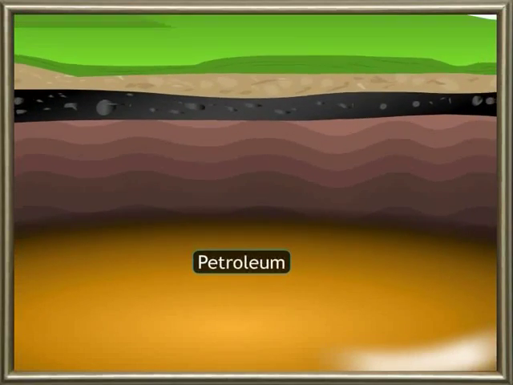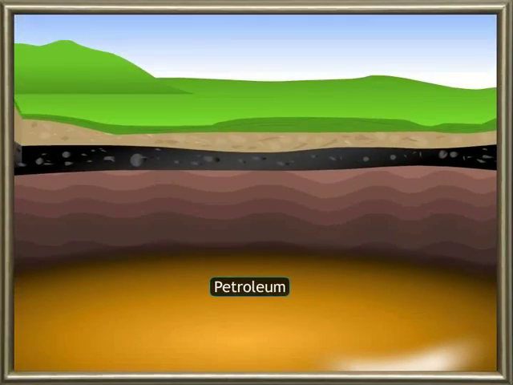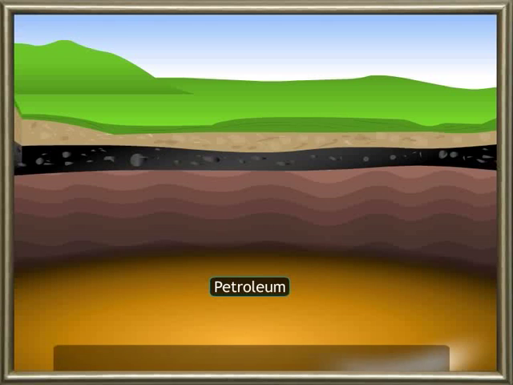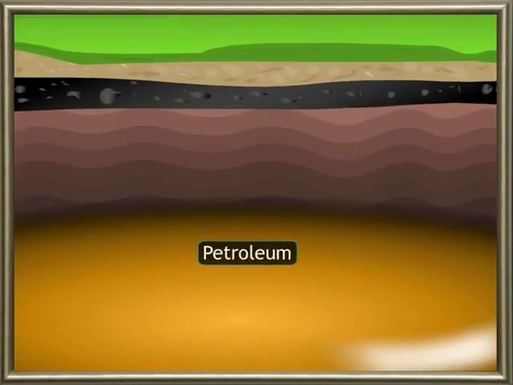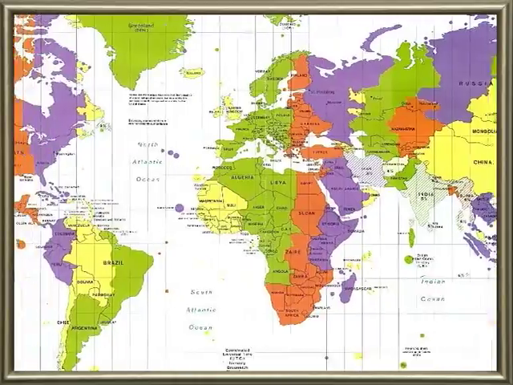Now, we have studied the renewable resources. Now, we will examine the non-renewable resources. The resources which have taken million years to form on the earth but cannot be renewed are non-renewable resources. The non-renewable resources are found in the deeper layers of earth. Their formation might have taken a few million years. The concentration of these resources varies from place to place.